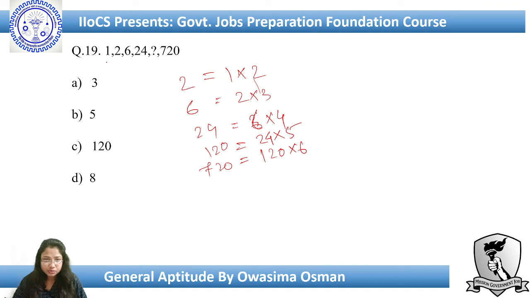So if we do 1 into 2, we will get 2. If we multiply 2 by 3, we will get 6. If we multiply 6 by 4, then we will get 24. And if we multiply 24 with 5, we will get 120, which will be our required answer. And if we multiply 120 into 6, we will get the last term 720. So our answer will be 120.